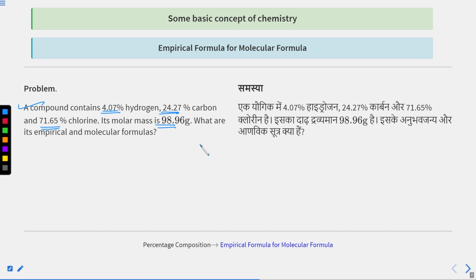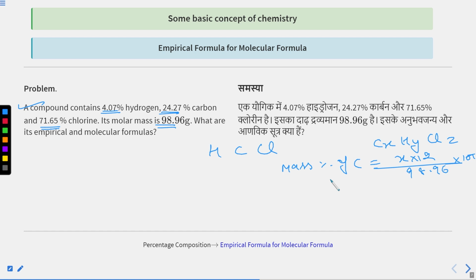Now listen to me very carefully. Suppose the formula is given to you and there is hydrogen, carbon and chlorine. Suppose you don't know the subscripts and it is given like CxHyClz. So how can you calculate the percentage? If I want to calculate the mass percentage of carbon, what will you do? You will do x into 12 divided by the molar mass of this compound. Molar mass of this compound is what? Molar mass is given, 98.96. Multiply with 100. So the mass percentage of carbon is given to you, that is 24.27.